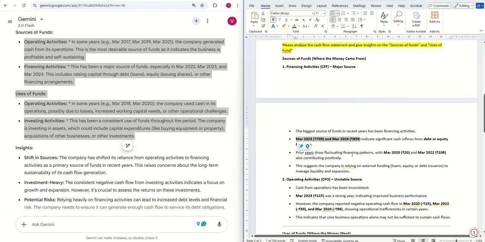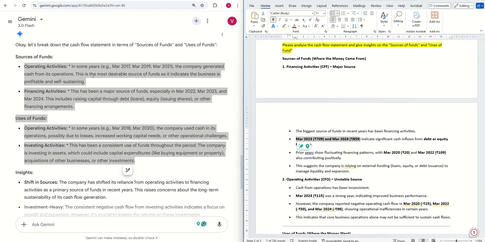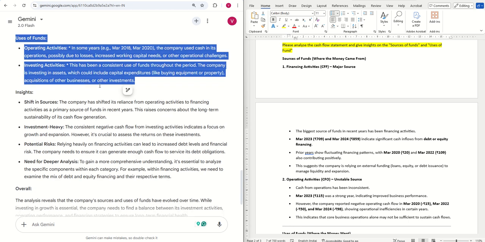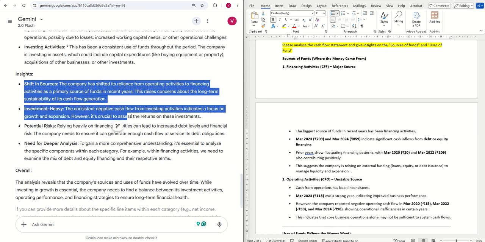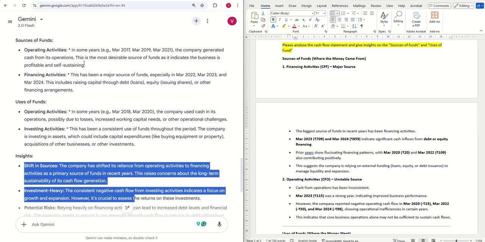So you have those specific details, whereas I don't find anything in Gemini coming out like that. It doesn't have any specific details of what amount of cash was raised and where it was deployed. It just says financing and operating activities are sources of funds, and this was used for operating activities, that is the working capital needs, and investing activities. So the insights are okay, but still I'm not comfortable with the kind of output that I got from Gemini.